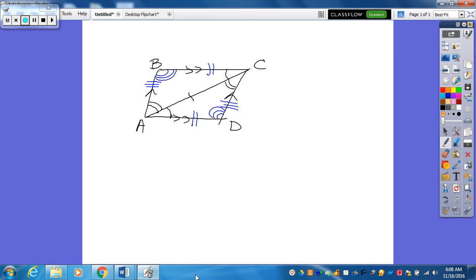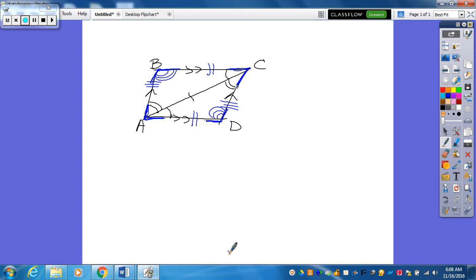If I look at this, what are the opposite angles? I know that this angle here at D is congruent to this angle here at B. I also know that this angle here at A, the whole angle, is congruent to this angle here at C. As a result, we know that the opposite angles are going to be congruent as well.